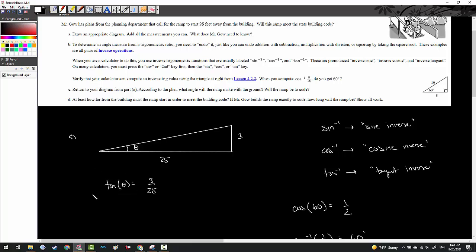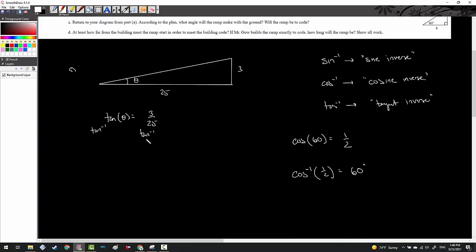So the way I get rid of the tangent is I have to tan inverse both sides, because tan inverse and tangent are inverse operations of each other. These guys will cancel, and I have theta equaling tangent inverse of 3/25. In other words, the side ratio of 3/25, when I take tan inverse of it, I will get an angle that is the ramp's angle. That's going to be 6.84 degrees. So clearly this is not up to building code, and Mr. Gao has not been able to make the appropriate ramp.